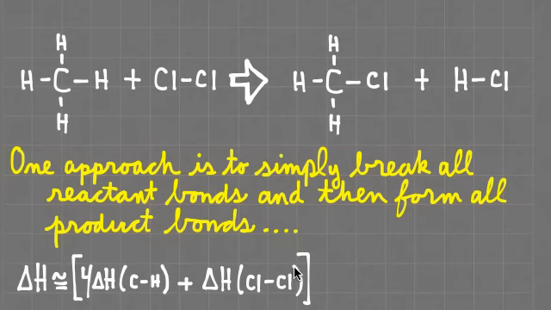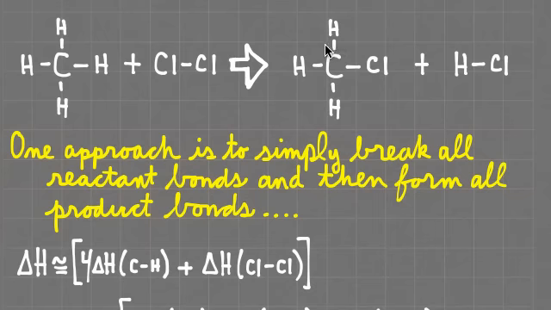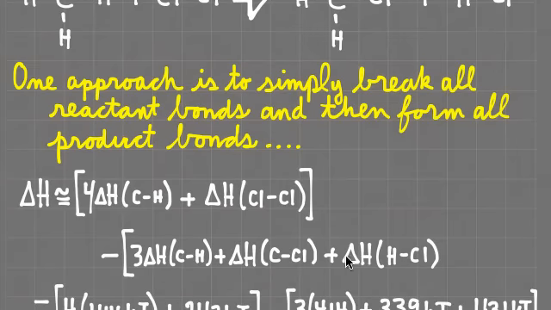So those are the bonds broken minus the bonds formed. And the bonds formed are, I'm forming 3 carbon-hydrogen bonds here. I'm forming 1 carbon-chlorine bond here, and I'm forming 1 hydrogen-chlorine bond here. So I listed those all out right here. Again, that's bonds broken minus bonds formed.